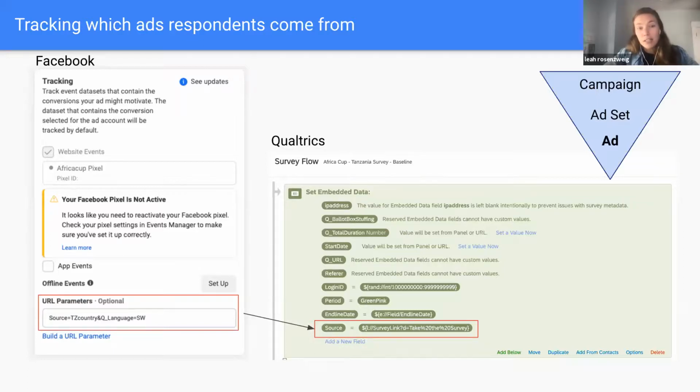And so you can imagine that this would be useful not only for knowing where people come from or which ads are performing best, but also if you wanted to implement any kind of flow or randomization based on your ads, right? So if you wanted to, I don't know, send people from Tanzania to one version of the Qualtrics survey, people from Kenya to a different version of the Qualtrics survey, this would be one way to automate that without asking people first where they're coming from.